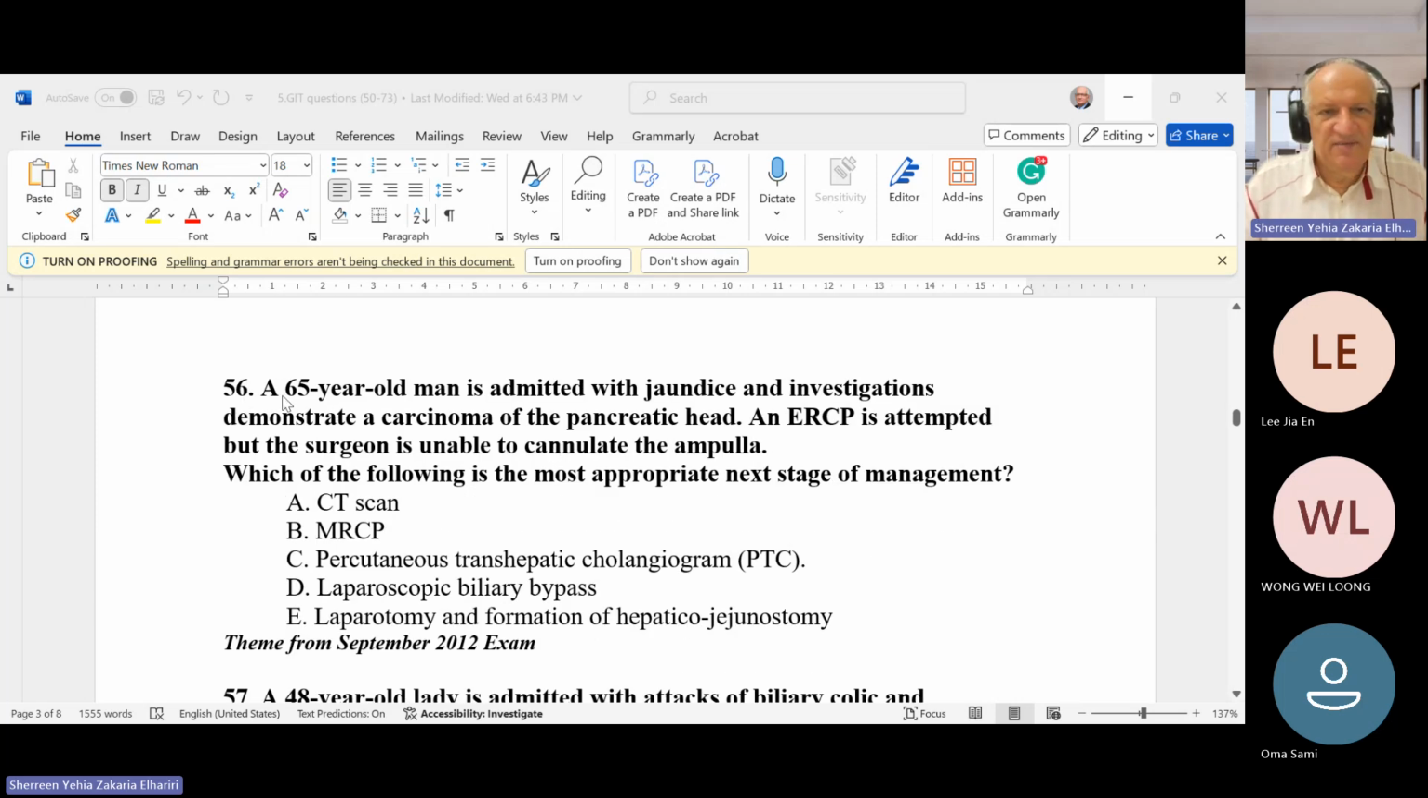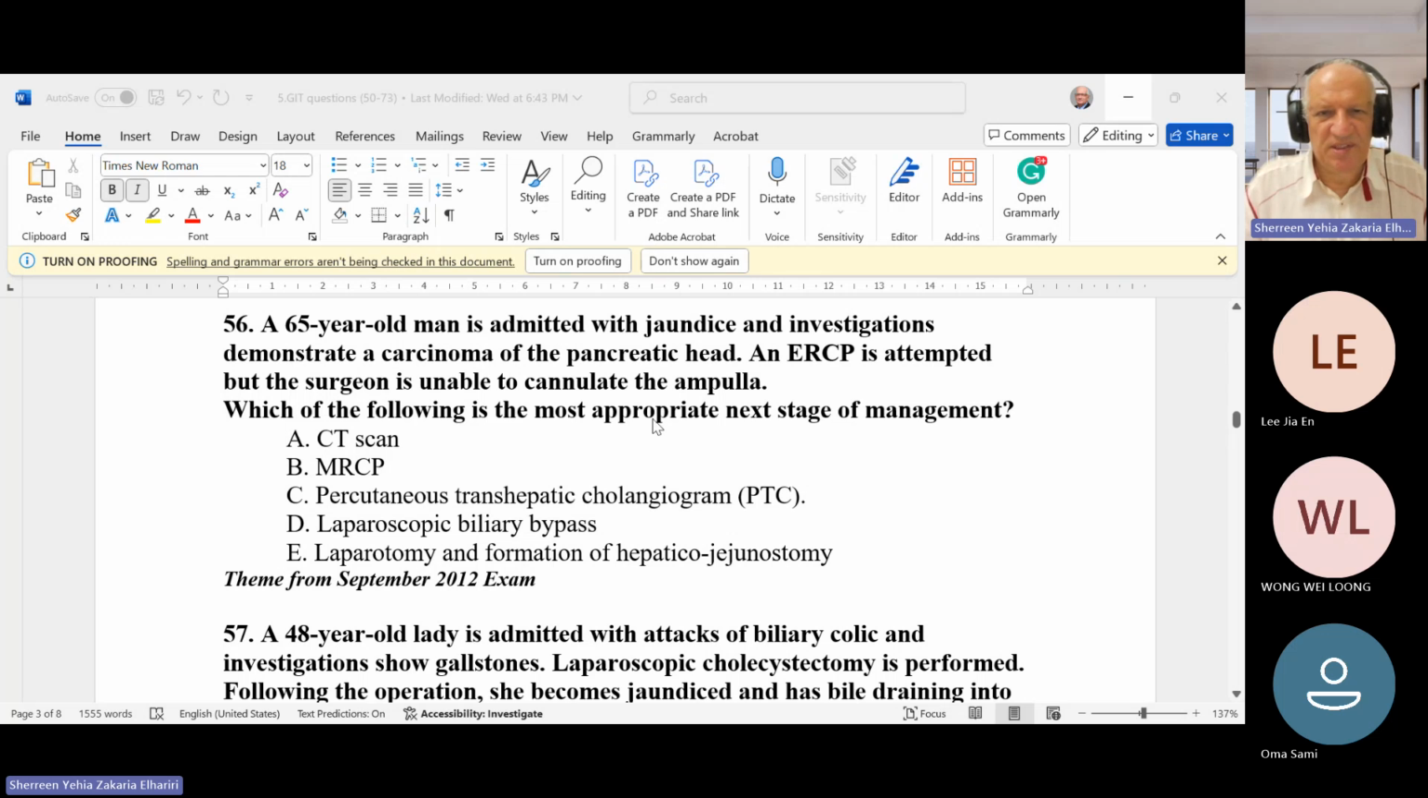Next question. A 65 years old man is admitted with jaundice. Investigation demonstrates cancer of the head of the pancreas. ERCP is attempted, but the surgeon is unable to cannulate the ampulla. Nowadays, it is very rare to have a failed ERCP, but sometimes we can see it. So for this patient, the only solution is ERCP, but ERCP has failed. So what is the alternative? Which of the following is the most appropriate next stage in management? How to manage this patient?